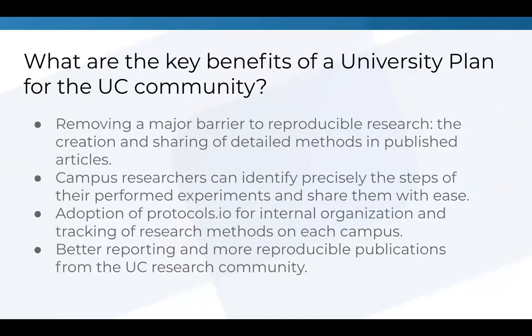And so what are really the key benefits of a university plan for the University of California community? One is, of course, with this campus plan, we are removing a major barrier to reproducible research, the creation and sharing of detailed methods in published articles. So there's no more limits to share all your methods and instructions. And campus researchers can identify precisely the steps of their performed experiments and share them with ease. So really there's unlimited sharing.